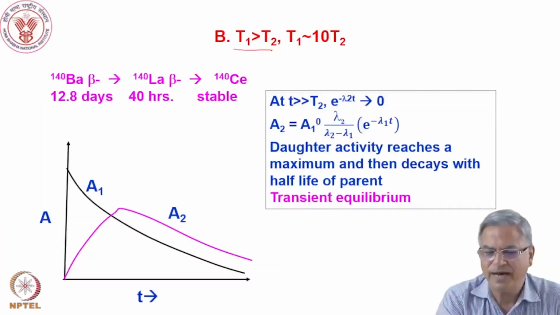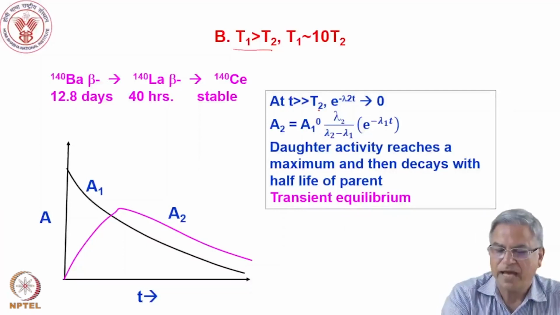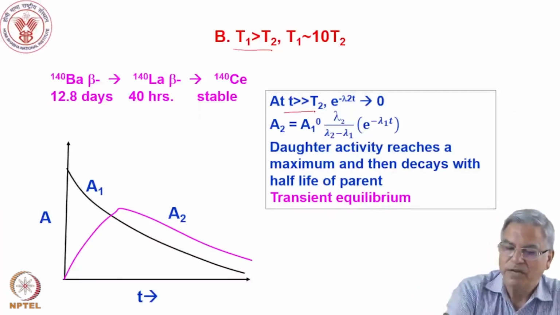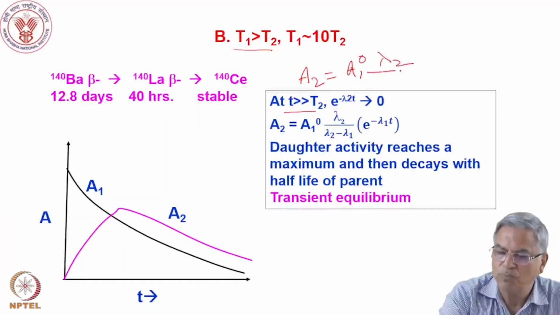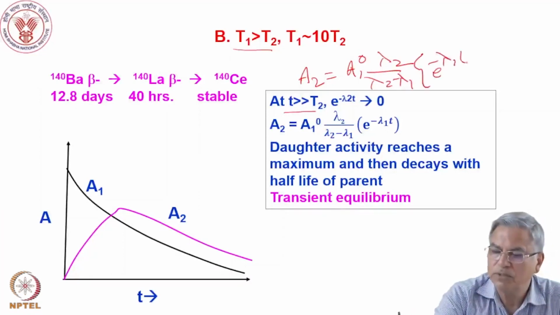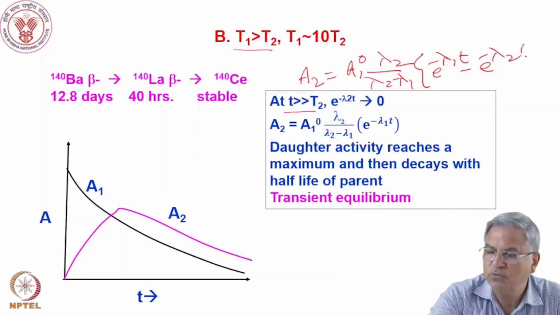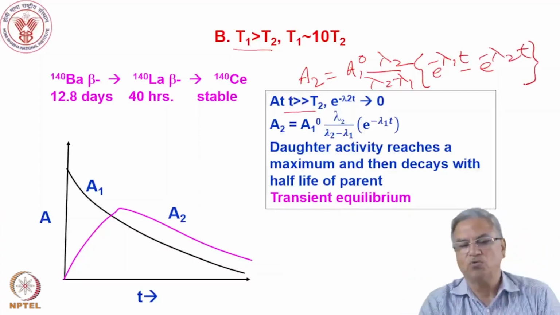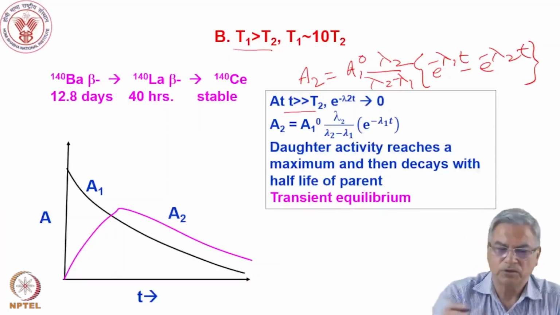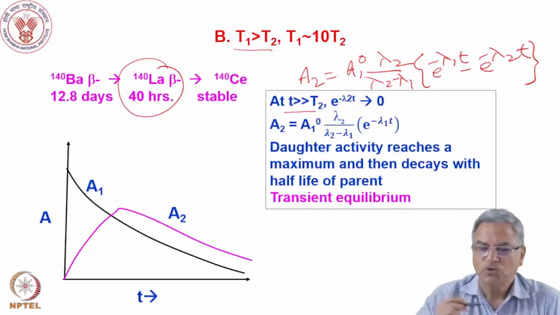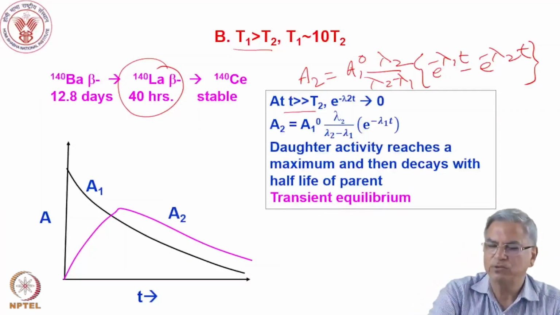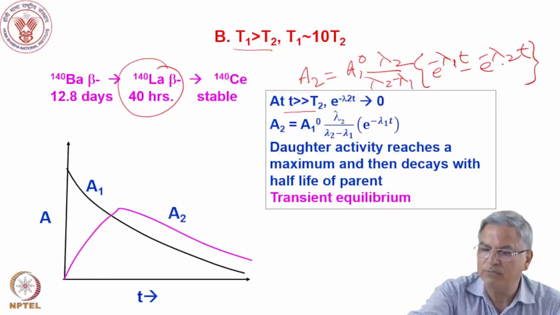So when we have a large time elapsed, again here I will put the equation: activity of daughter equals activity of parent, lambda 2 upon lambda 2 minus lambda 1, times e raised to minus lambda 1 t minus e raised to minus lambda 2 t. This is the general equation for the activity of the daughter product, here lanthanum-140, as a function of time. What we are discussing here is that lambda 1 is smaller than lambda 2.